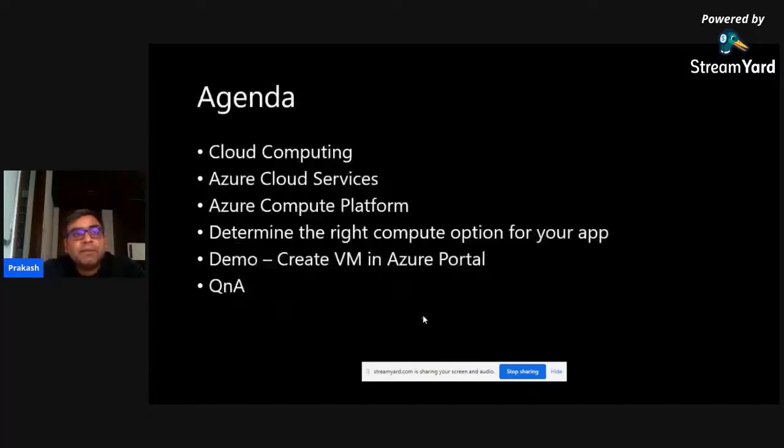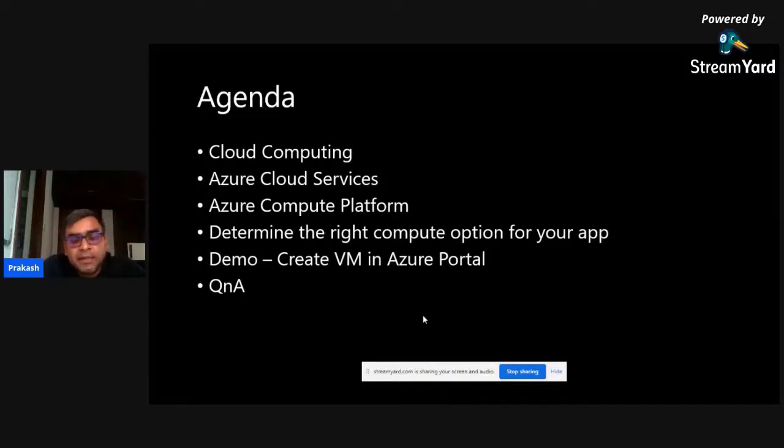So what are we going to do today? We'll quickly talk about what cloud computing is at a very high level, and about cloud services, and then we'll go into detail about compute. That is the main agenda of today. Then we'll look at different scenarios on how we can determine whether compute platform or service A is right for you or B is right for you. We'll go through a good flow chart to help you decide.